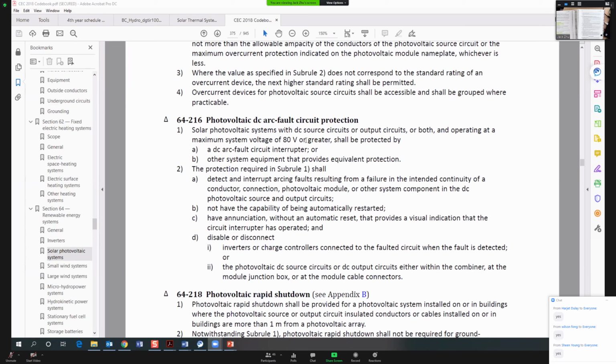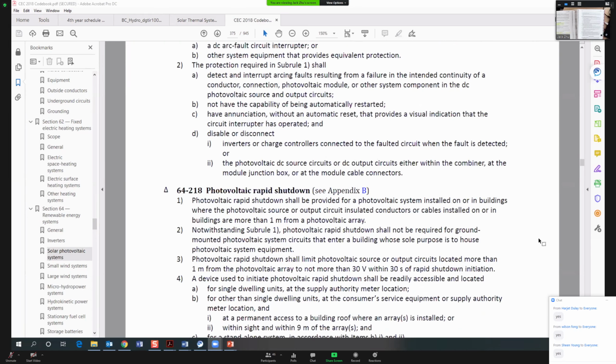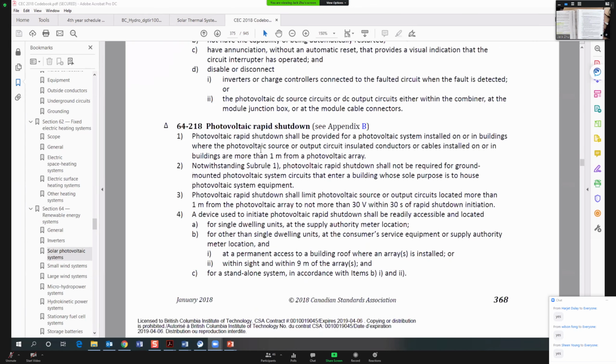DC arc fault circuit protection. A solar photovoltaic system with DC circuit maximum voltage of 80 volts or greater shall be protected by a DC arc fault circuit interrupter or other equipment providing equivalent protection. Because nowadays arc fault, especially DC arc fault, is a pretty important thing. Oops, this is rapid shutdown. This is a very important thing.